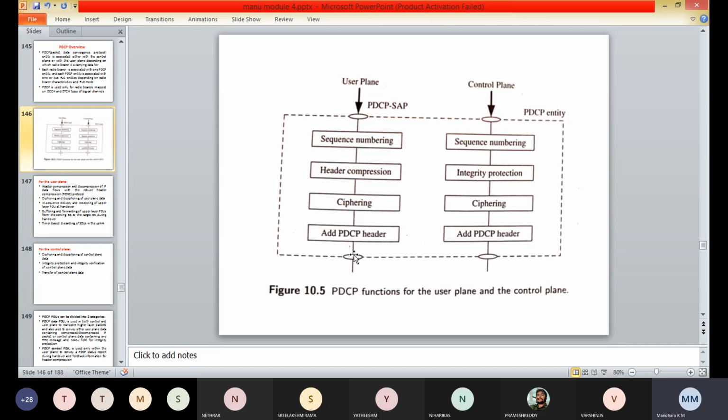So here we have two planes, the user plane and the control plane. For the user plane, there is header compression and decompression of IP data flows with the Robust Header Compression, that is the ROHC protocol. Then there is ciphering and deciphering of the user plane data.